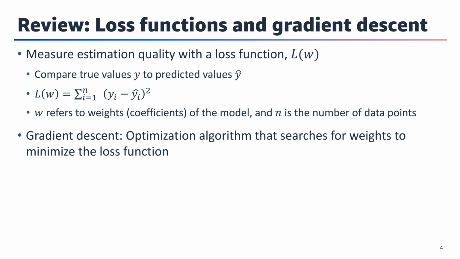Gradient descent is an optimization algorithm used to search for the weights that minimize the loss function. By iteratively adjusting the weights in the direction of steepest descent of the loss function, gradient descent can find a set of weights that provide a good fit between the model's predictions and the true data. This process is fundamental to training models like neural networks to perform well on tasks like regression or classification. The slide provides a concise review of these core concepts underlying the training process for machine learning models.